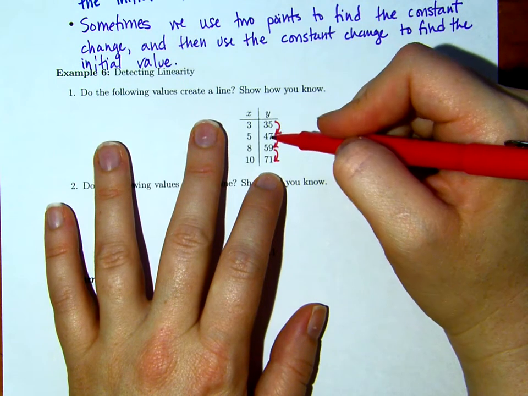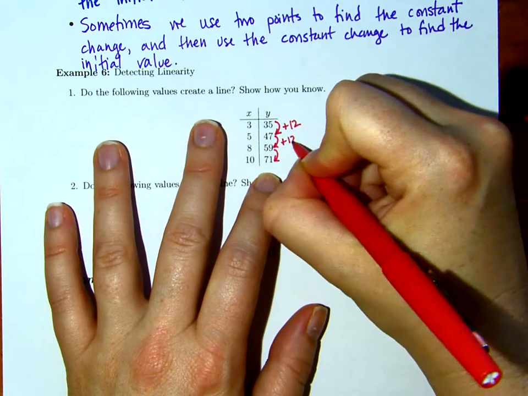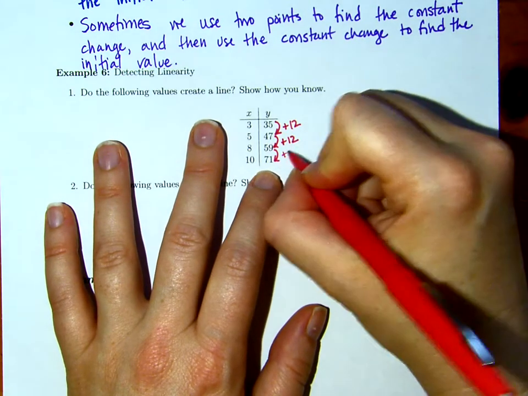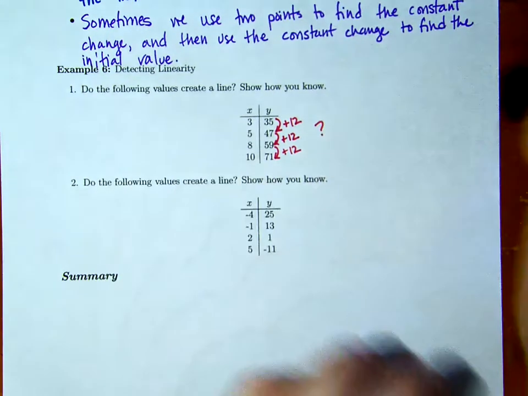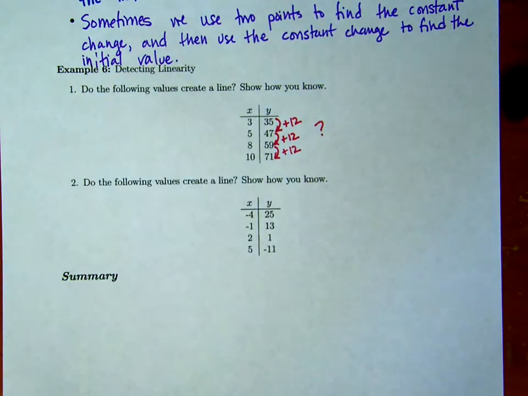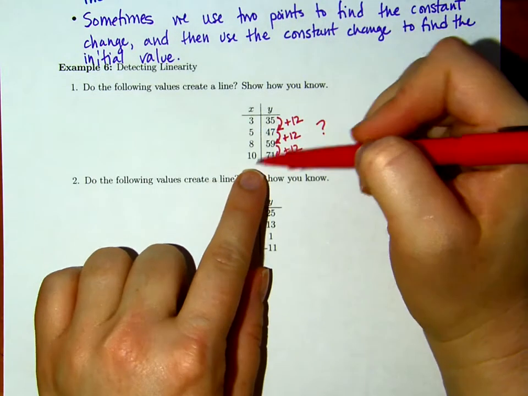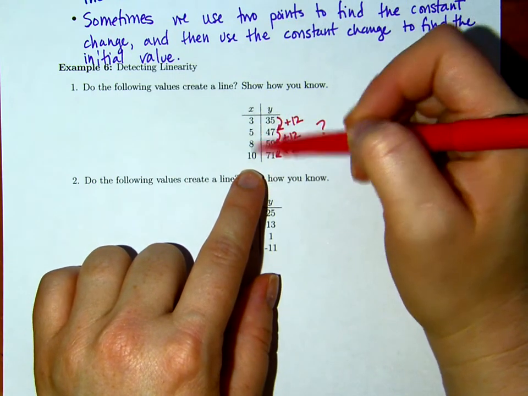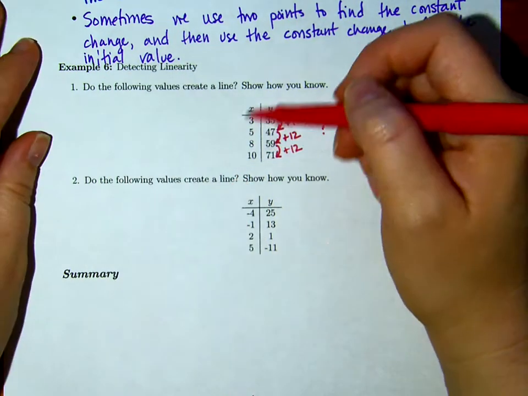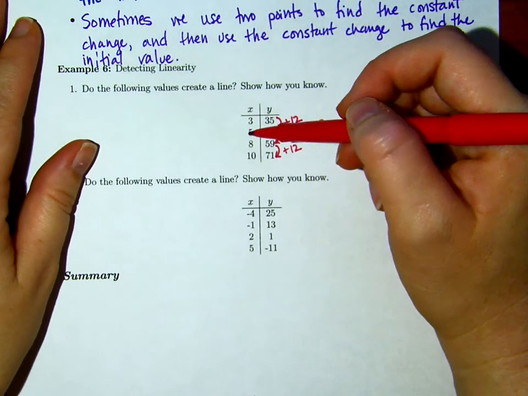35 plus 12 makes 47. 47 plus 12 makes 59. 59 plus 12 makes 71. So maybe, yes, my initial gut reaction would be like, probably yes. Yes, this is linear. But notice that these x's are not 0, 1, 2, 3. They're not incrementing at the same increase of 1 that we're used to.